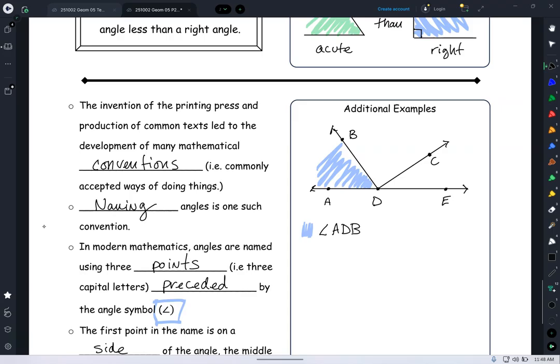I used the angle sign. I picked a point on a side. I went through the vertex and out to the other side, ADB. Or I could call that angle BDA. Was that your question?